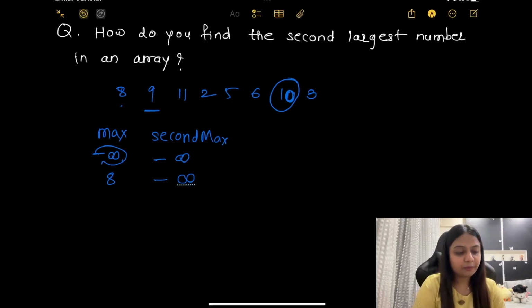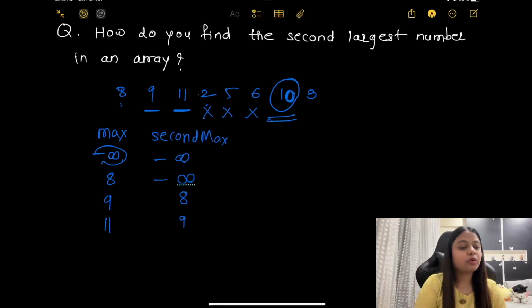When I go to 9, 9 is greater than 8. So my max will become 9 and my second max will become 8. Similarly, for 11, my max will become 11 and my second max will become 9. For 2, it is not greater than max, so I'll skip 2. I'll skip 5. I'll skip 6.